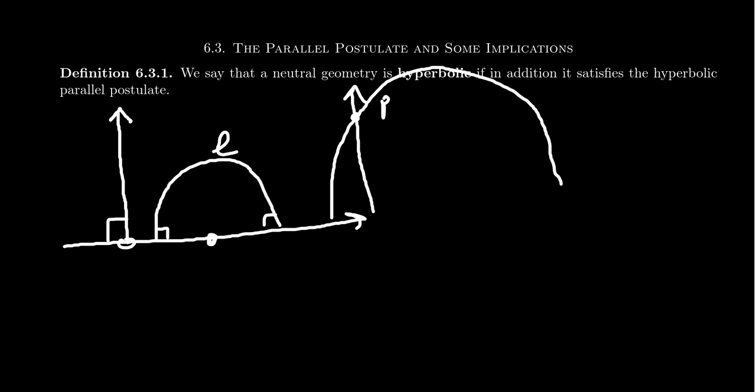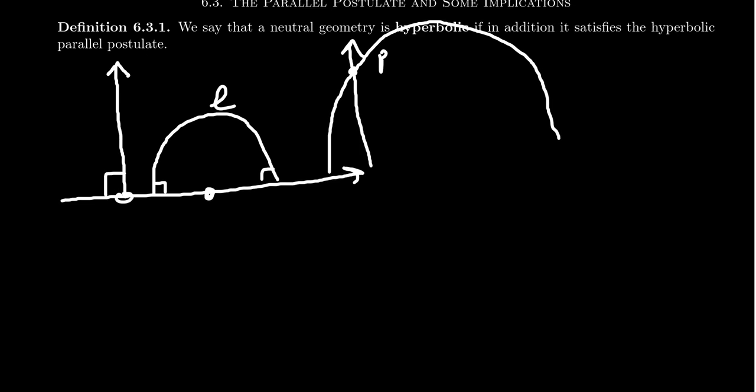This would give us a second, and we can actually have steeper and steeper semicircles, that is, circles with much larger radii, that would give us more and more parallel lines. And so in this model, there will be an infinitude of parallel lines through P that are parallel to the original L. That gives you one model to think of hyperbolic geometry.